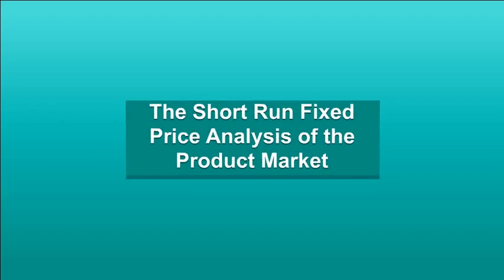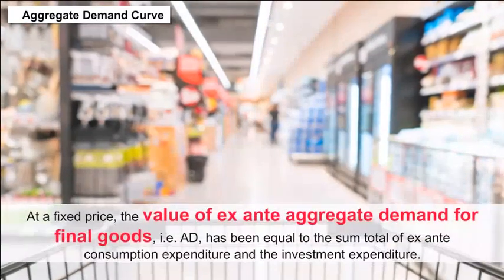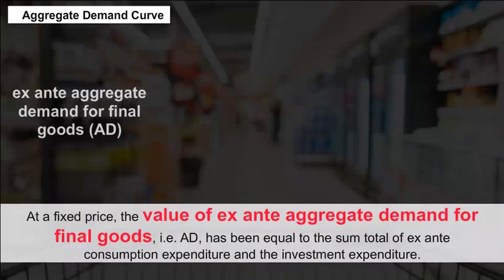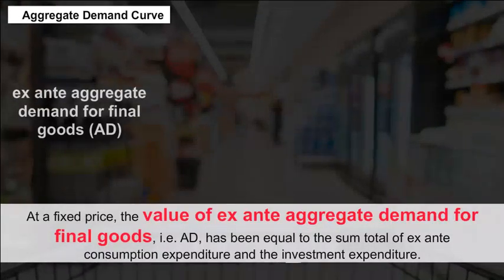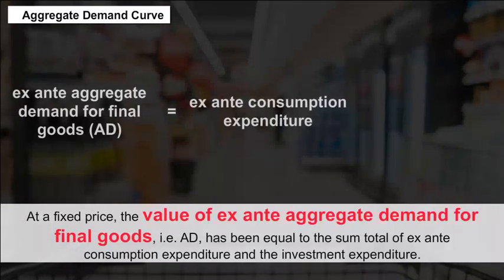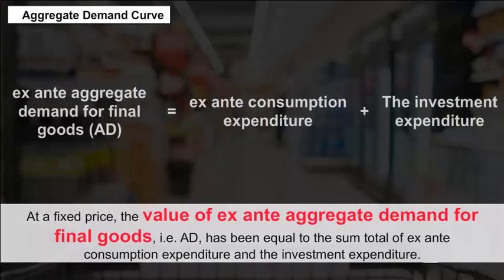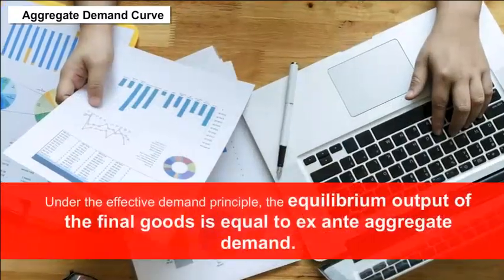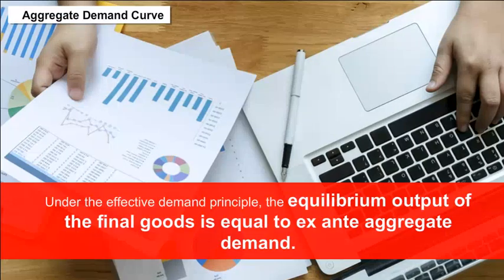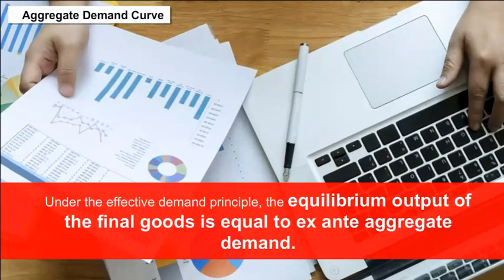The short-run fixed price analysis of the product market. Aggregate demand curve. At a fixed price, the value of ex ante aggregate demand for final goods, that is AD, is equal to the sum of total ex ante consumption expenditure and the investment expenditure. Under the effective demand principle, the equilibrium output of the final goods is equal to ex ante aggregate demand.